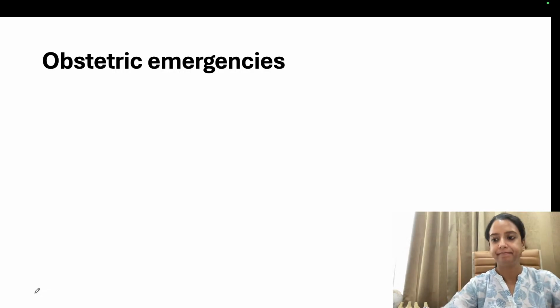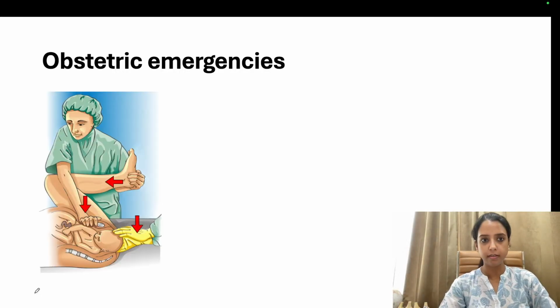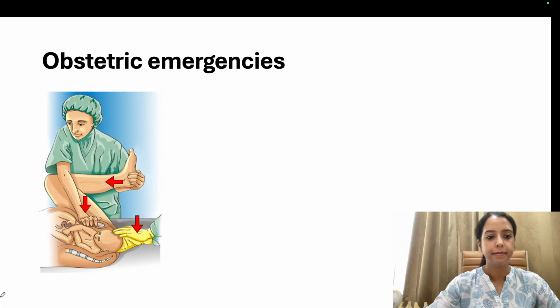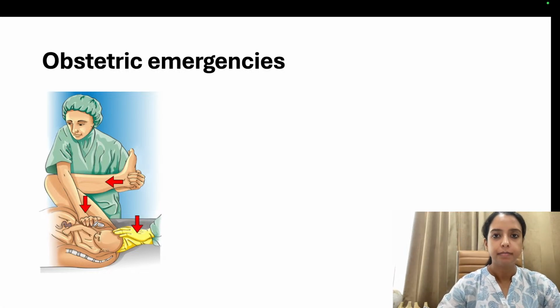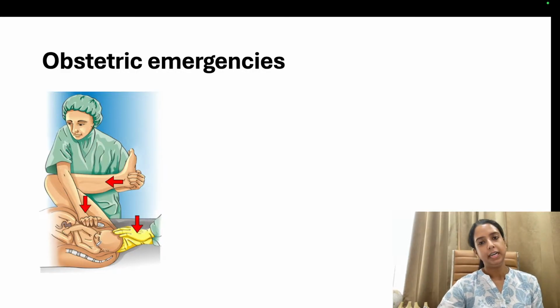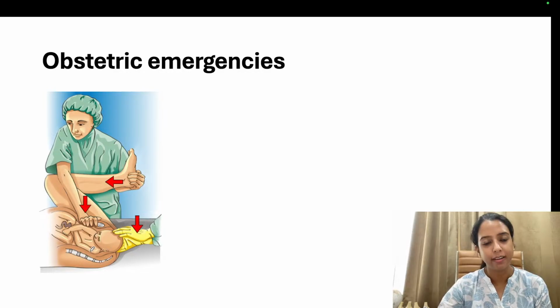Yes, I'm back. Obstetrical emergencies, just see the image. What is this maneuver? This is suprapubic pressure in shoulder dystocia. Question: this maneuver is done in which pathology? It is done in shoulder dystocia. Okay, McRoberts and suprapubic pressure.